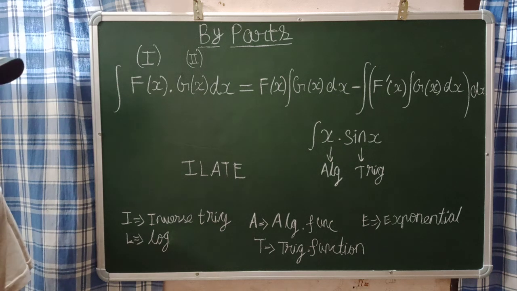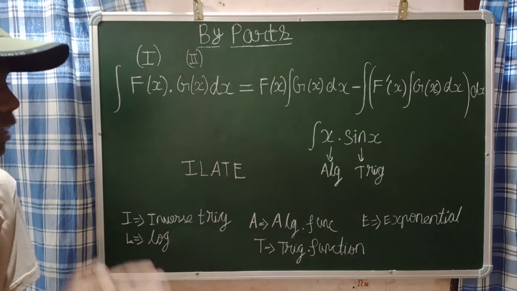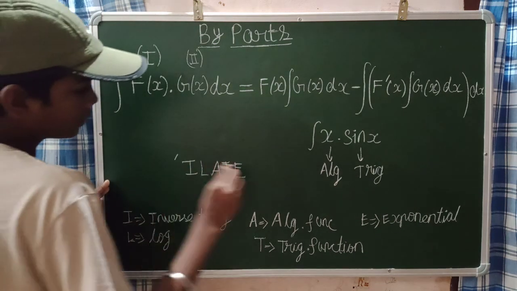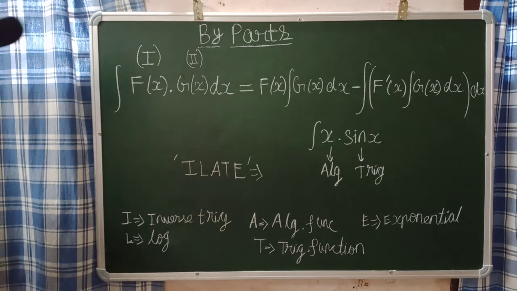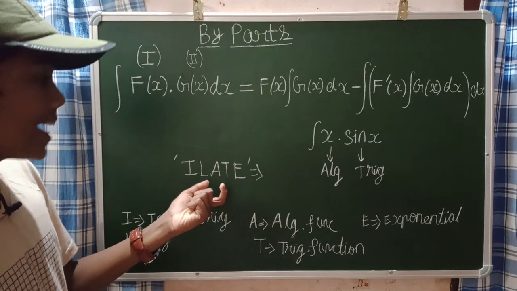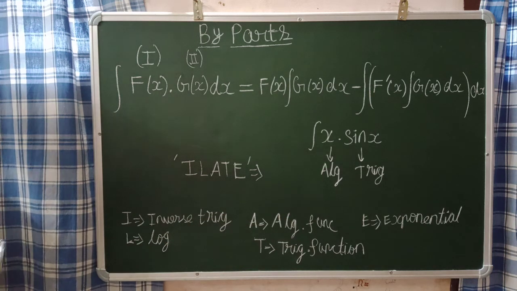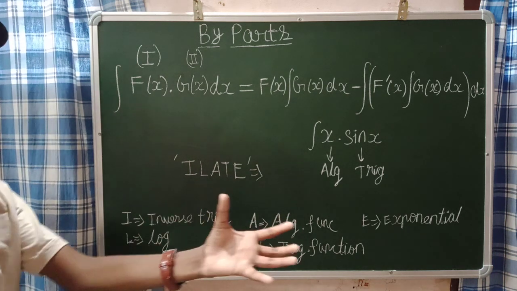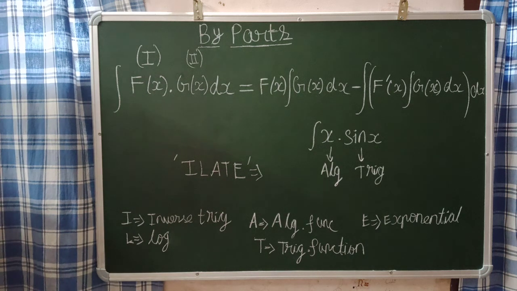So that's all. Please don't forget this ILATE rule, because it is very, very important. Using this only I am saying x will be the first function and sin x the trigonometric function. As A is before T, x is the algebraic function, which is the first function. If x is algebraic and sin x is trigonometric, then x will be the first function and sin x the second function.